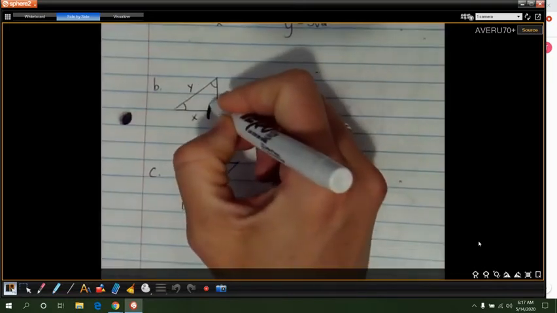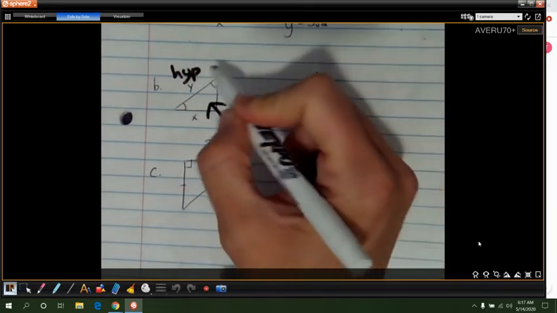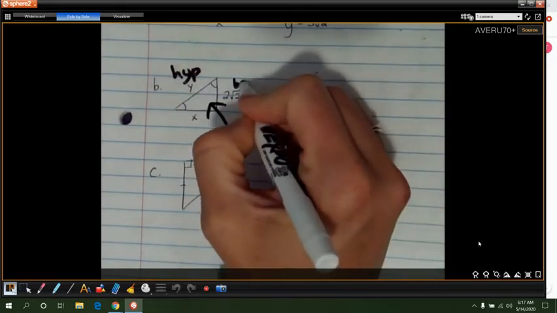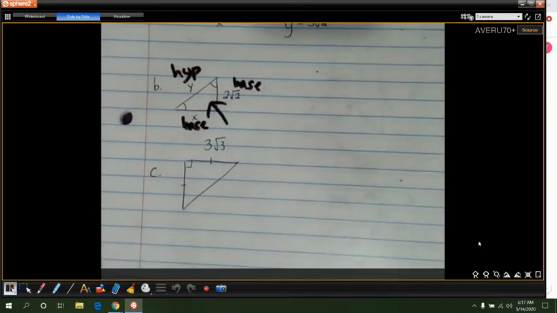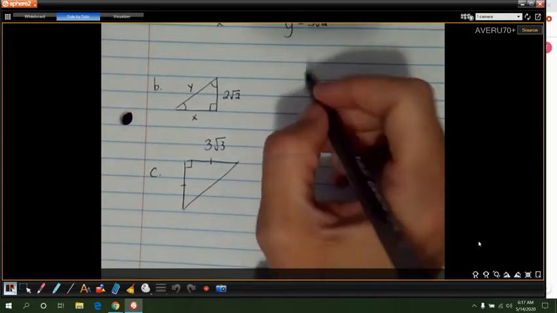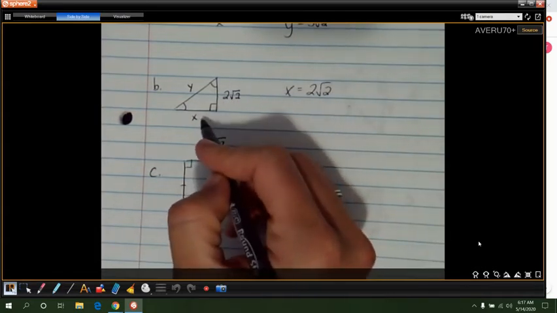Okay, so if I'm given base, which I am given the base here, which one is my other base? And so to remind ourselves, this makes an arrow to the hypotenuse. So y becomes my hypotenuse. This is a base. This is a base. And just identifying that is going to help me find my answer. So if this is 2 radical 2, then x is also 2 radical 2 because my bases are the same.